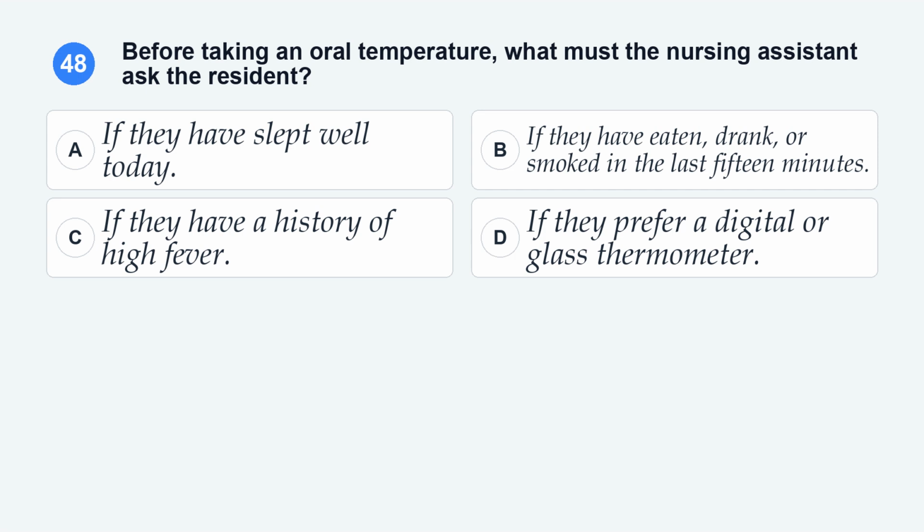Option A. If they have slept well today. Option B. If they have eaten, drank, or smoked in the last 15 minutes. Option C. If they have a history of high fever. Option D. If they prefer a digital or glass thermometer.